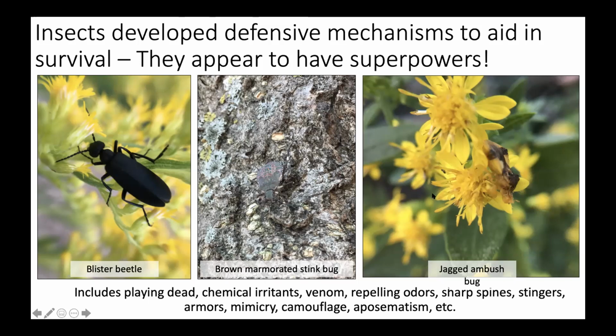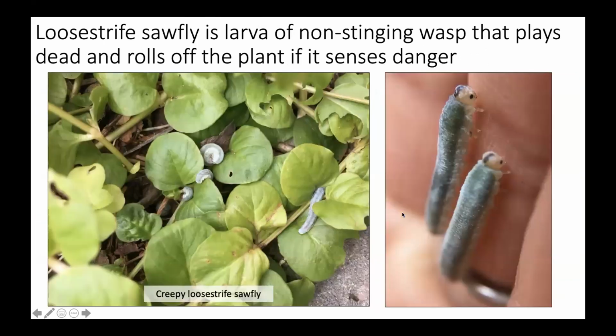And just in these pictures alone, you can see a blister beetle. This here is a very camouflaged brown marmorated stink bug nymph on a tree trunk. And then in here, this little guy is a jagged ambush bug, and it's blending in perfectly with the goldenrod here, just waiting for a flying insect to come by.